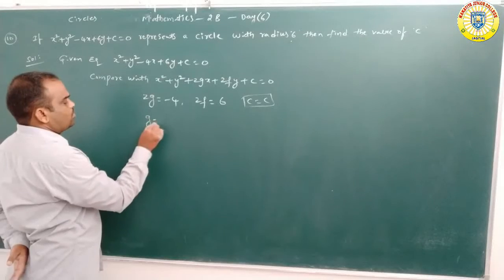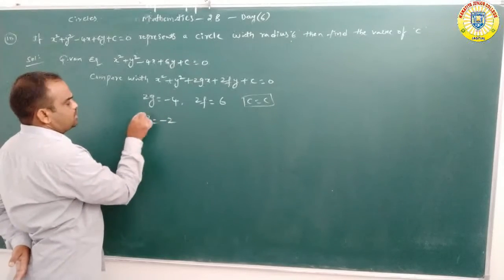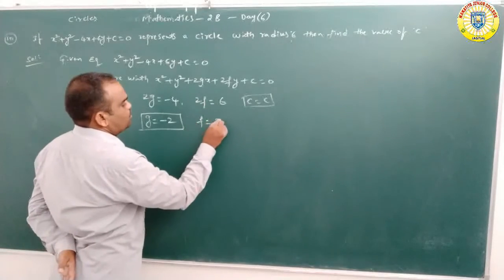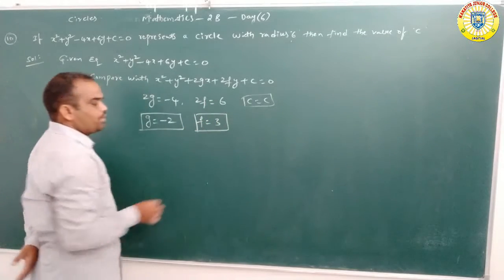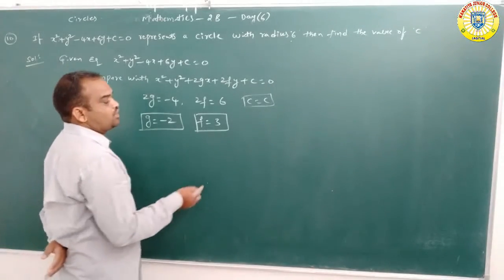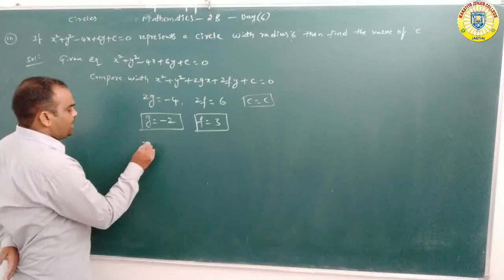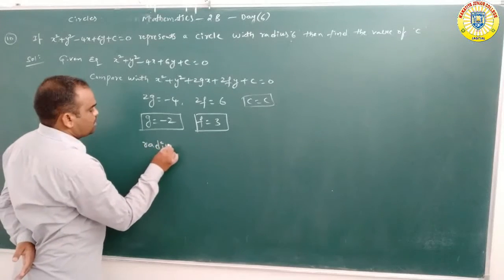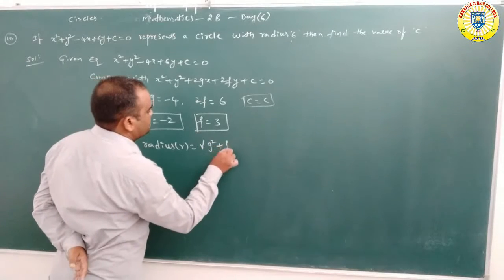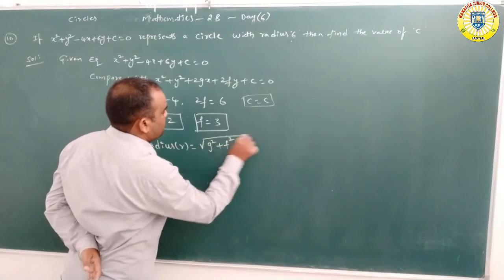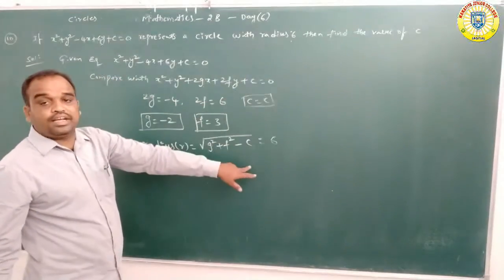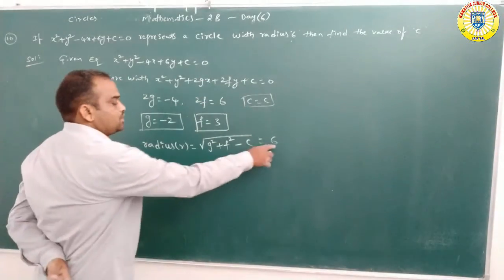Here g is equal to minus 4 by 2, that is nothing but minus 2. Here f is equal to 6 by 2, which is 3. So g is equal to minus 2, f is equal to 3, and c is equal to c. Here, what is the radius given? Radius r is equal to the square root of g square plus f square minus c, and 6 is given. The radius of the circle is 6, so this is equal to 6.